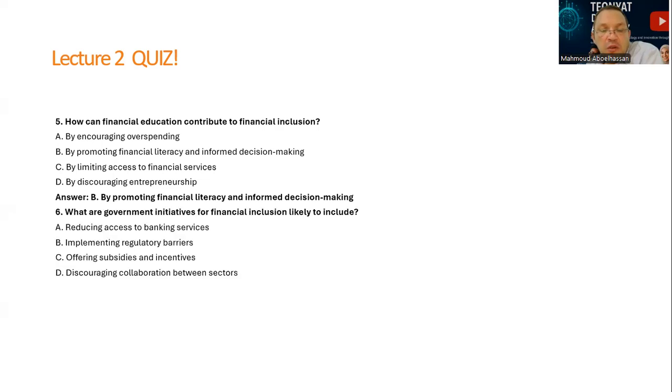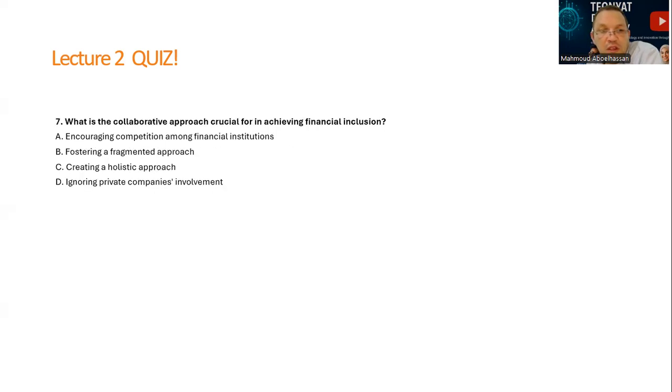What are government initiatives for financial inclusion likely to include? Reducing access to banking services, which is illogical. Implementing regulatory barriers, no. Offering subsidies and incentives, yes. Discouraging collaboration between sectors, no way. So the right answer is C.